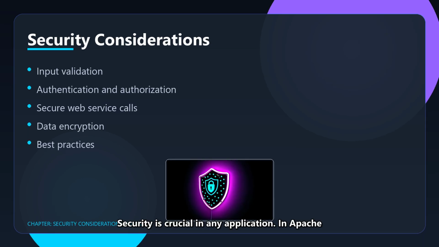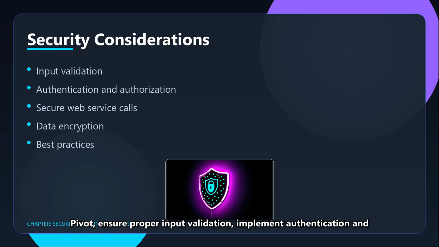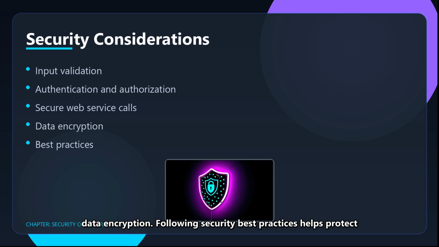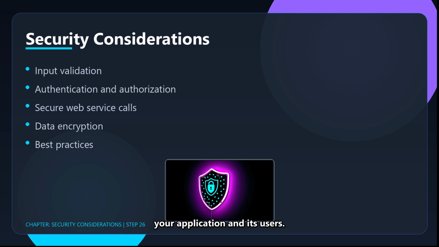Security is crucial in any application. In Apache Pivot, ensure proper input validation, implement authentication and authorization, make secure web service calls, and consider data encryption. Following security best practices helps protect your application and its users.